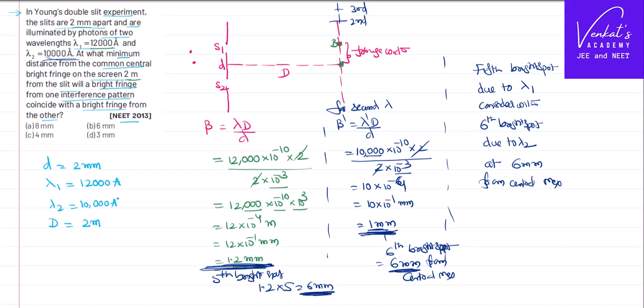So the question is, at what minimum distance from the common central maximum, that is 6 millimeter, will both the bright spots coincide with each other. That's how we have to solve this problem.